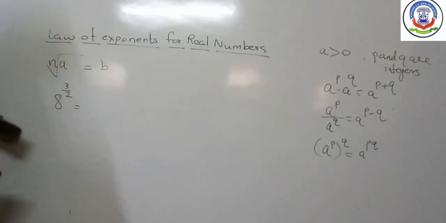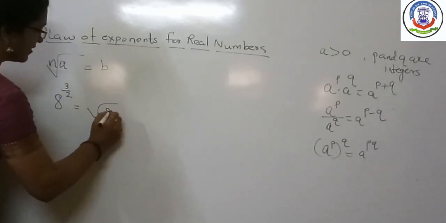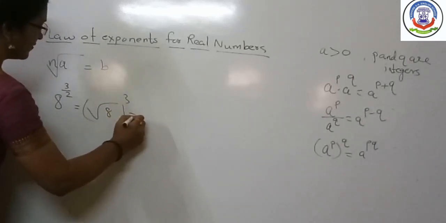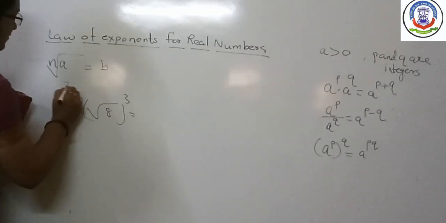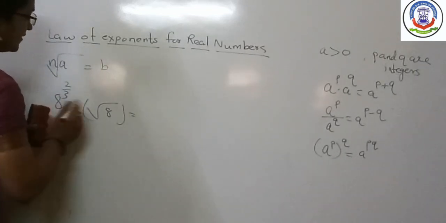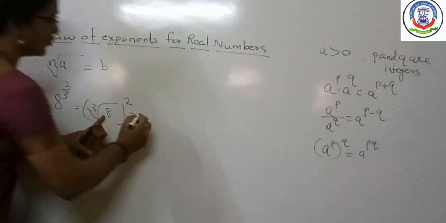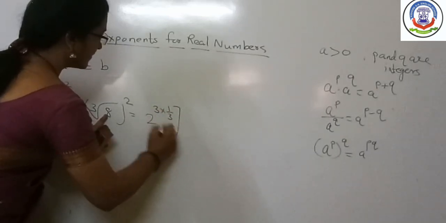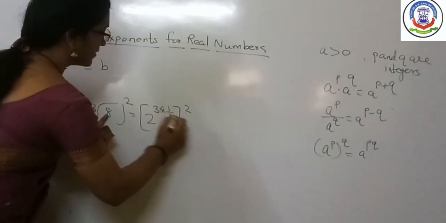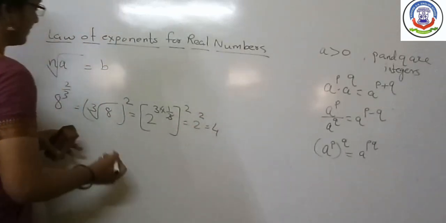Now this time, 8 raised to 3 by 2. We can write this as square root of 8, bracket raised to 3. Sorry, it is 2 by 3: third root of 8, bracket square. Now the third root of 8 is 2, so it can be written as 2 square, that is 4.